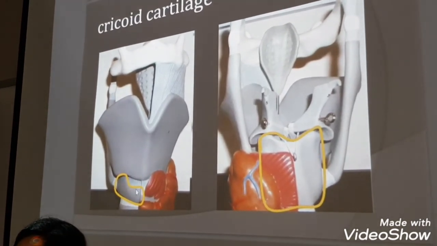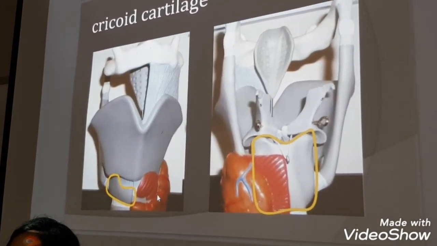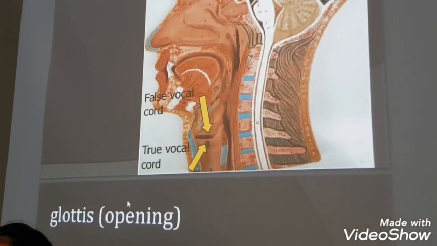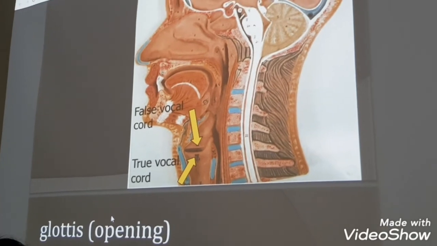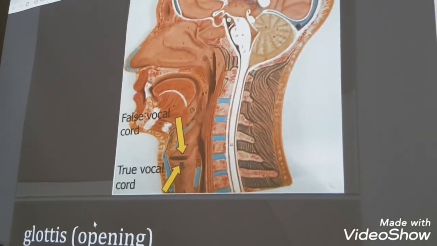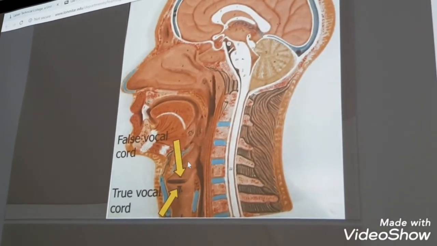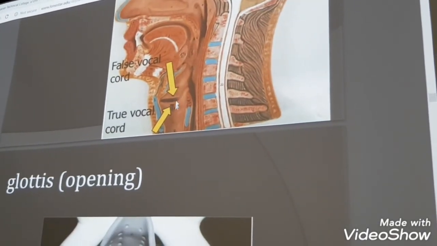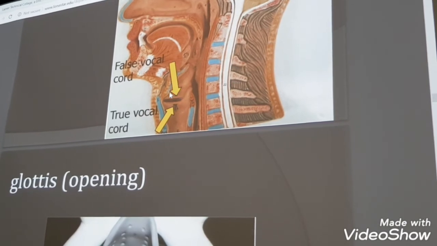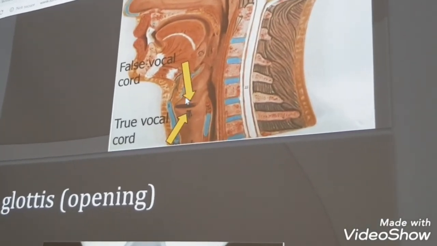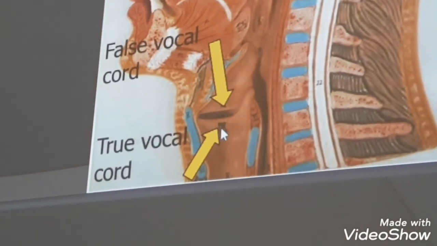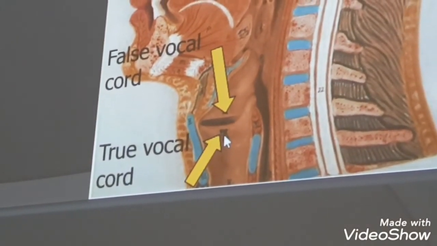So the first ring is known as the cricoid cartilage. It just has a special name. Why? Because it's a little bit different shape than the rest of the C-shaped rings going down. So these are the vocal cords, and now I'm taking that same model. False vocal cords or folds are superior. Your true ones are a little bit medial to those false.